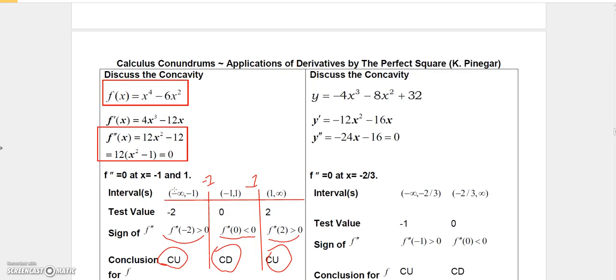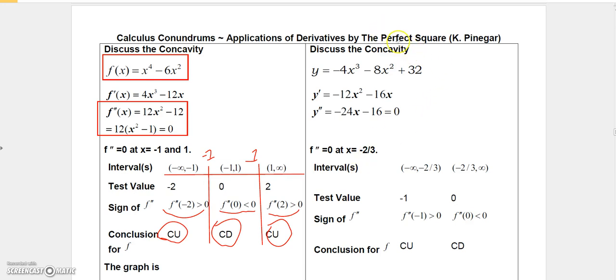Now take a look at this one. I'm going to assume now that you know how to find derivatives of polynomials. So to discuss concavity here, I'll take the first derivative and get minus 12x squared minus 16x, and the second derivative is minus 24x minus 16. Now set that equal to 0 and solve it, and we get a possible point of inflection at negative 2/3.